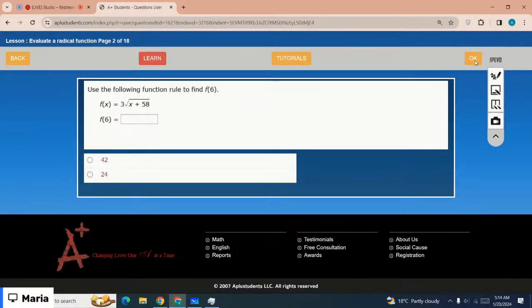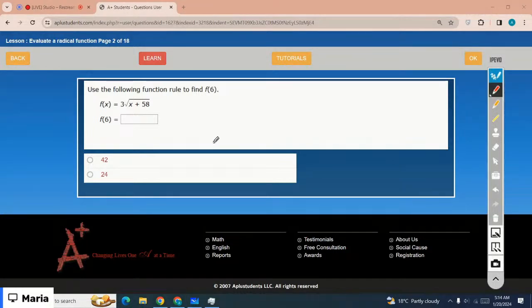Okay, the next one is: use the following function rule to find f of x equals 3 square root x plus 58. You have to evaluate at x equals 6, right? So simply replace x with 6, that would be 3 square root 6 plus 58. So 58 plus 6 is 64.